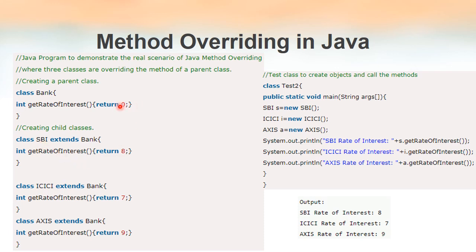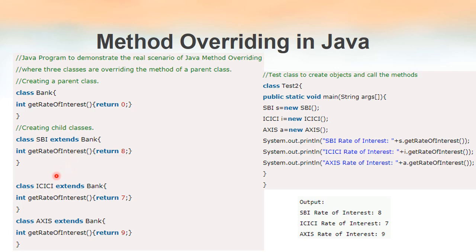So instead of that, what happens is we are writing another method with the same name, getRateOfInterest. See, the name of the method in the parent class Bank and the method inside the child class SBI is the same. Both the method names are same, the return type is also same, the parameter list is also same. That means it is method overriding.